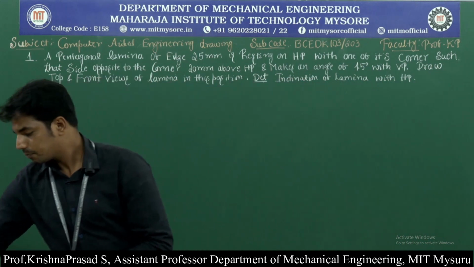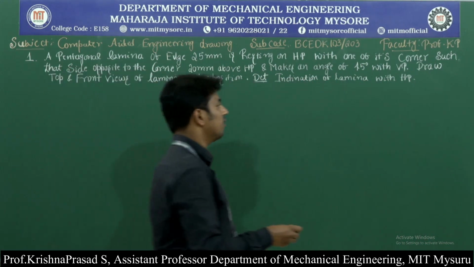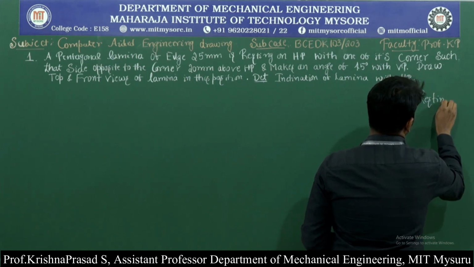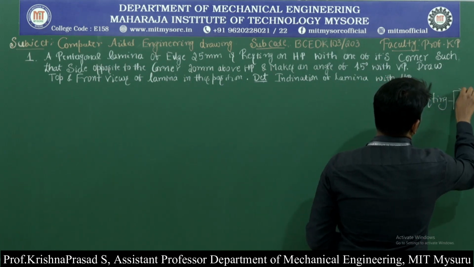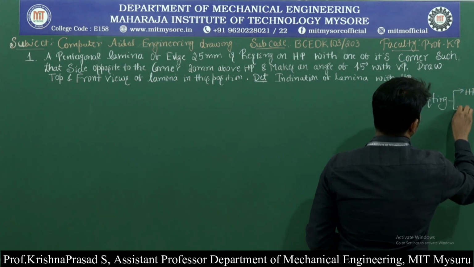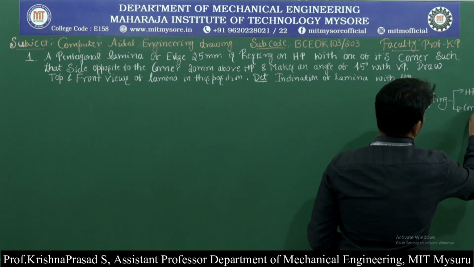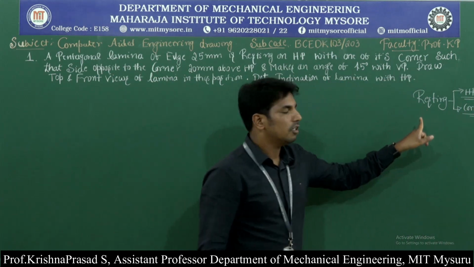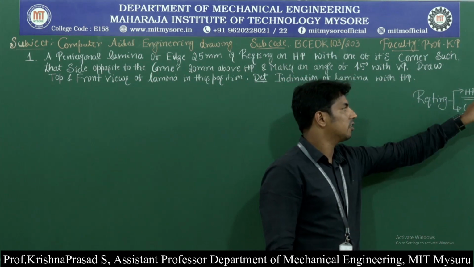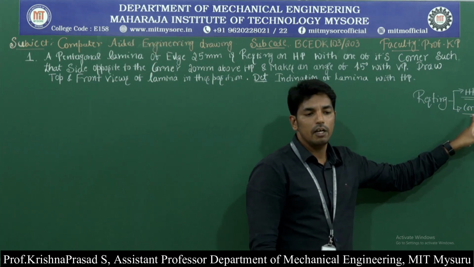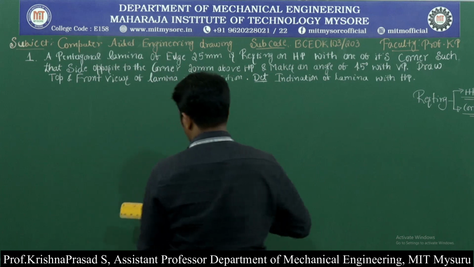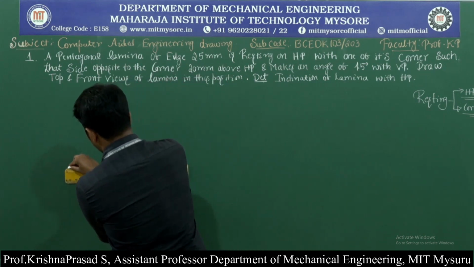I repeat, what are the conditions they have given? First, the resting condition: it rests on HP, as well as the corner condition. The initial condition is that it is a pentagonal lamina resting on HP with a corner. So, to solve the problem, first we need to draw the XY line.